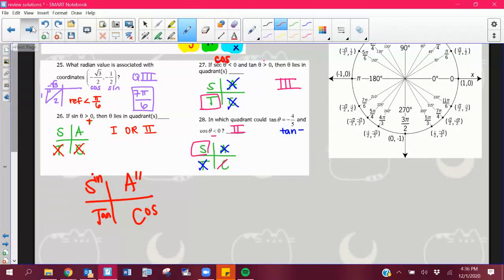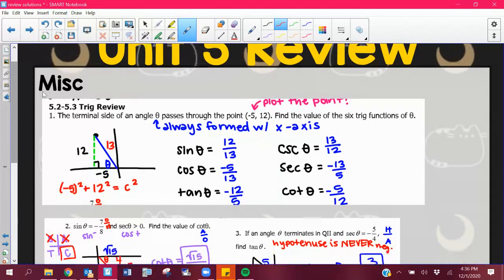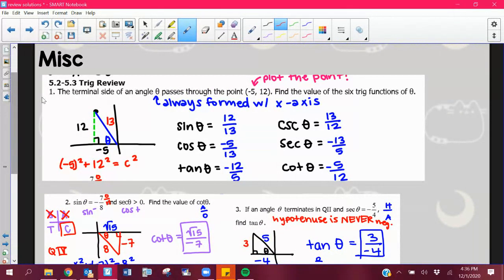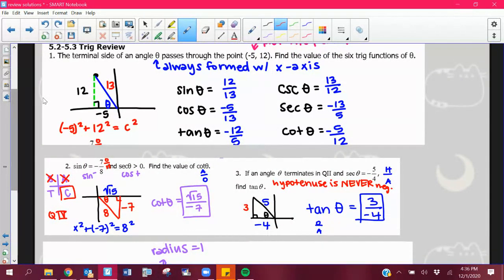The last piece I have are some miscellaneous facts that fit within the unit, but weirdly. So this first one is whenever they give you a point and they say, here's a terminal side, it passes through this point, find the value of the 6 trig functions. So this is testing whether you know what a right triangle is, where to put the reference angles, and what the trig ratios represent. So you're always going to plot this point. Take this point, put it on a coordinate plane, -5, 12.